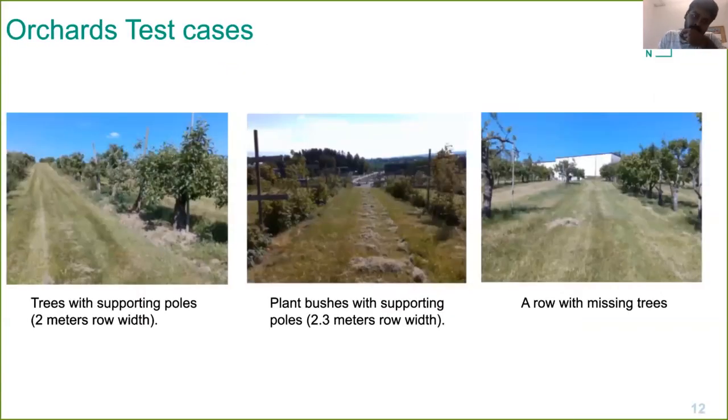So in orchards, the test cases are trees with supporting poles, which are 2 meters in width, and another case which is bushes with supporting poles, which are a little bit wider than the last one. And then we have these missing tree cases, which we also added in our data set, so that the CNN can understand this variance in the fields and try to have a more generalized solution.